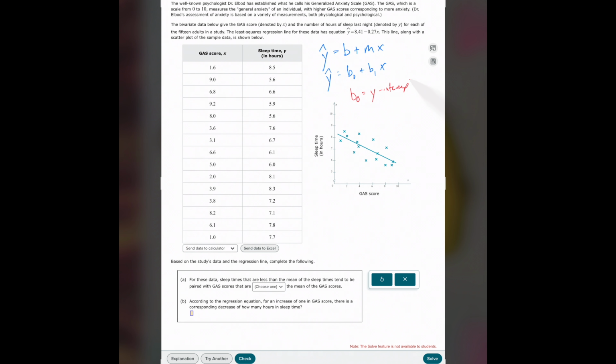Yes. So the way you find the y-intercept algebraically is you make x be 0. The only reason I say that is that 0 is like our starting point, okay? So this is always the way to remember what the y-intercept is interpreted as. That's our starting point. If x was 0, so if we got a GAS score of 0, how much sleep would we get? That's the way to think about this.